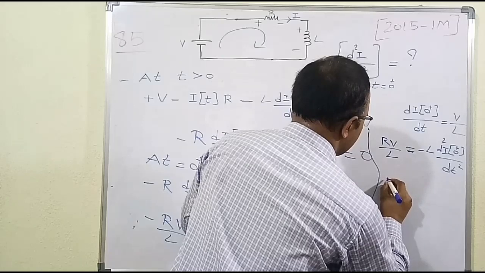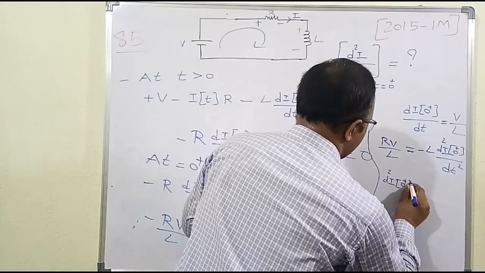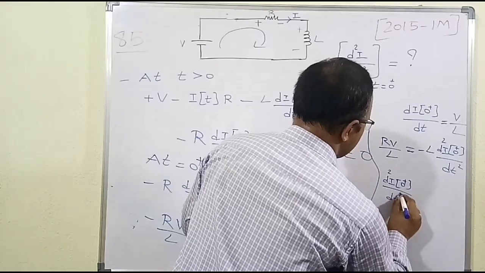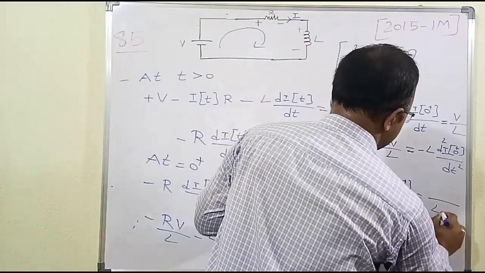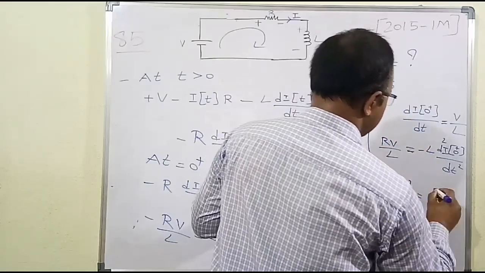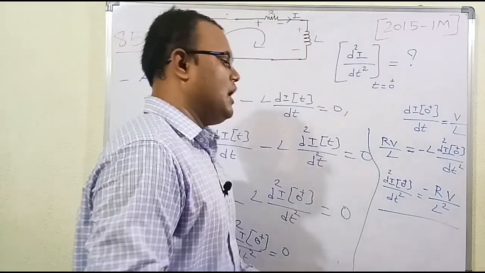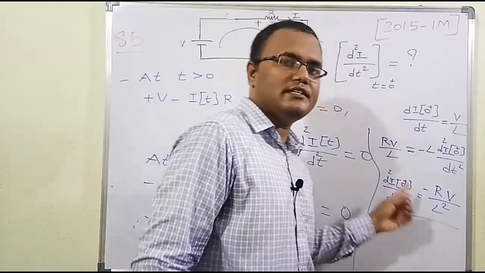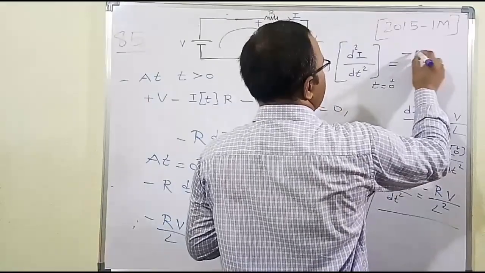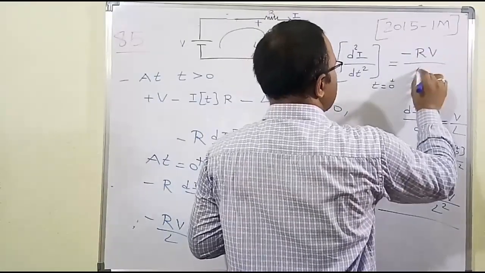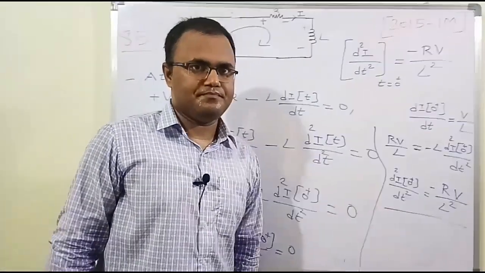So therefore it will become d square I of 0 plus by dt square is equal to, as L goes downward, it will become L square. As negative it will become, right, minus RV. So therefore the answer is minus RV by L square. This is the expression of this unknown parameter. Minus RV by L square is the answer for this question.